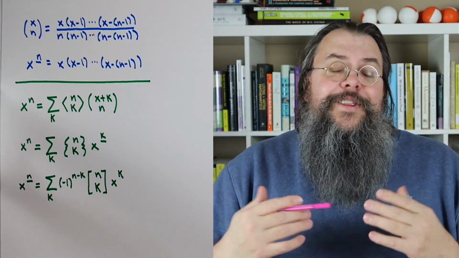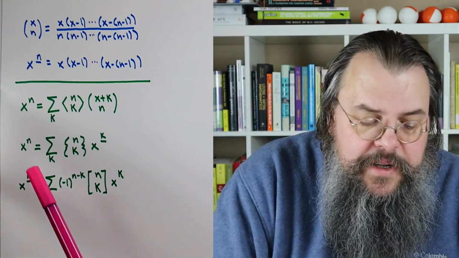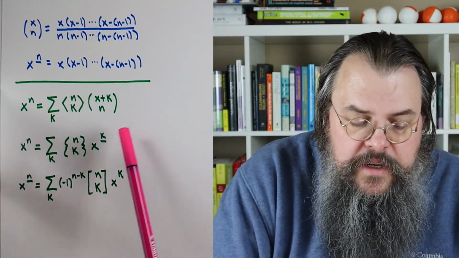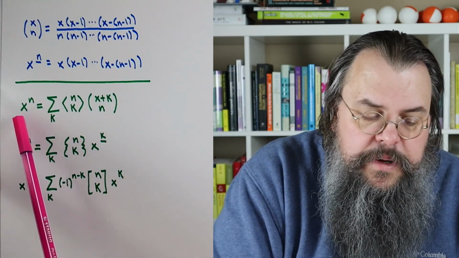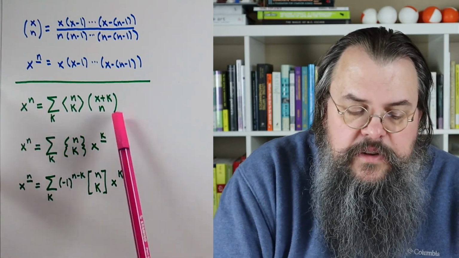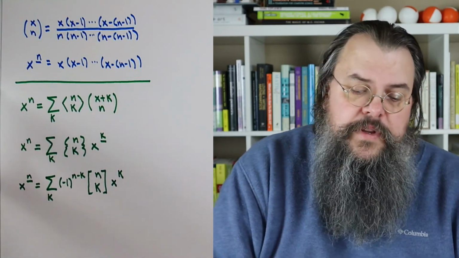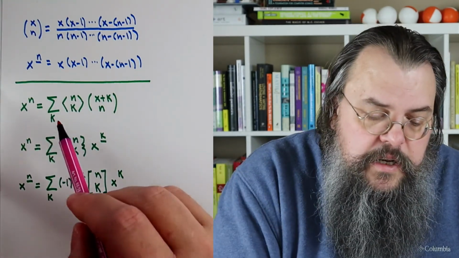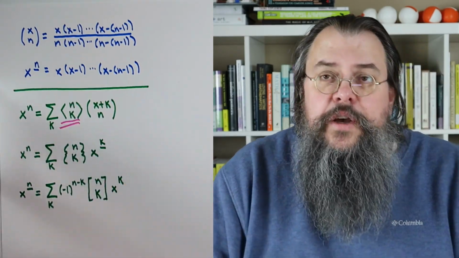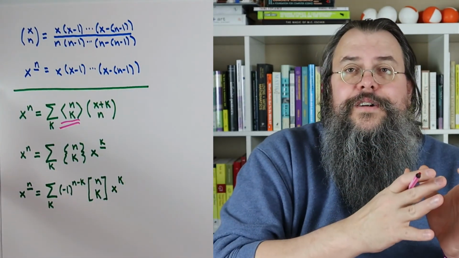Now, what's the fun thing? If you think about it, we had Worpitzky's identity, which said, hey, I can relate normal powers of x to the n in terms of these binomial coefficients. And what do I need? I need the Eulerian numbers, which help me go from one to the other.